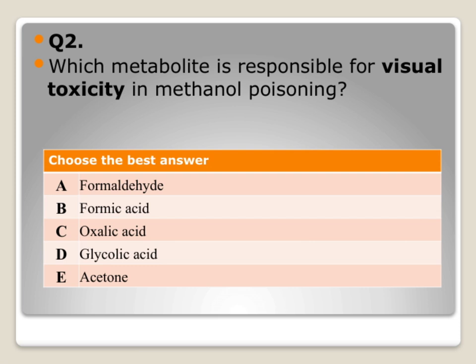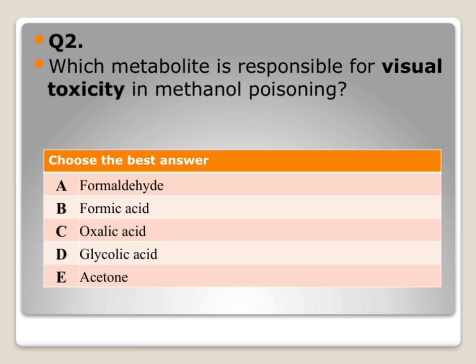When methanol is ingested or absorbed, it's metabolized in the body into formaldehyde initially, but it's the subsequent conversion into formic acid that really causes the damage. Formic acid is particularly toxic because it affects the optic nerve, leading to visual disturbances and, in severe cases, even blindness. This is a critical point to remember because the visual toxicity in methanol poisoning is a hallmark feature and is directly linked to the accumulation of formic acid.